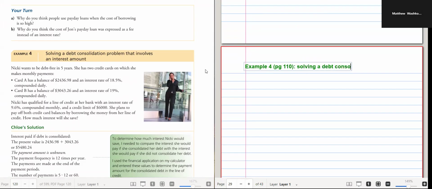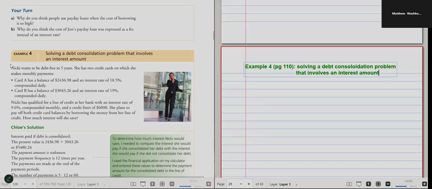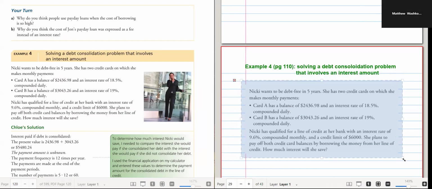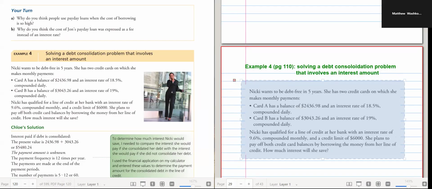Solving a debt consolidation problem that involves an interest amount. We're going to do this one here. Make sure you guys copy this in. Once you guys copy this in, unpause. So 3, 2, 1, unpause.